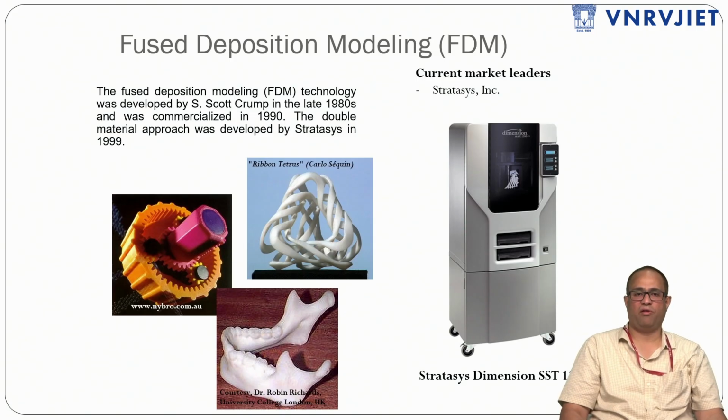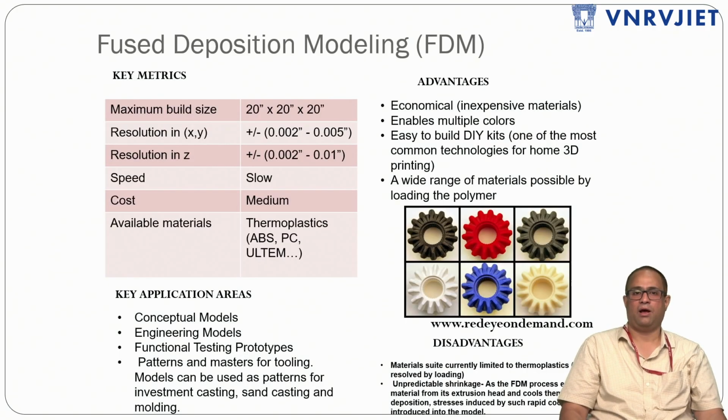Coming to the case of FDM, it was invented in the early 1990s, and it was brought to the market by the Stratasys company in 1999. The current market leaders are Stratasys only. Here you can see the maximum build size is 20 by 20 by 20, the resolution in the XY direction is plus or minus 0.002 to 0.005 inches, speed is somewhat slow compared with all other processes, cost is medium, and materials are all thermoplastics like ABS, PLA, TPU, and nylon.